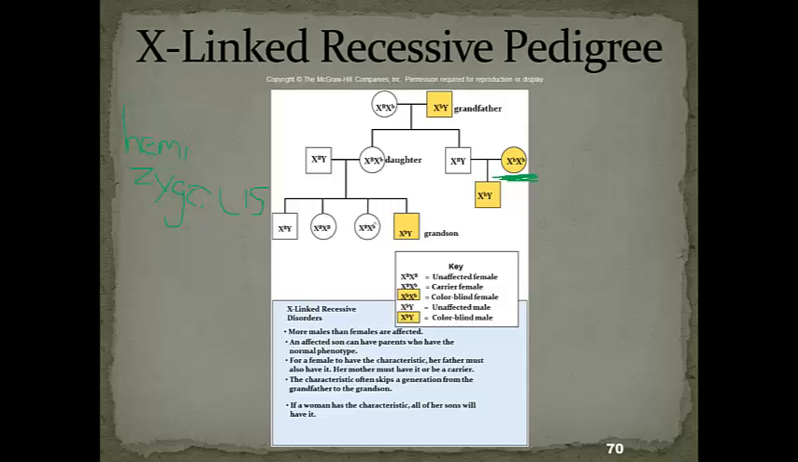Okay, now most of the time, an affected boy is going to have perfectly normal parents because mom is a carrier. Okay, for a female to have the characteristic, her dad has to have the characteristic.